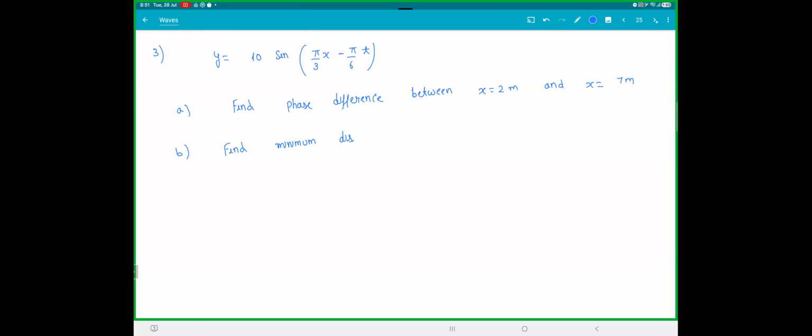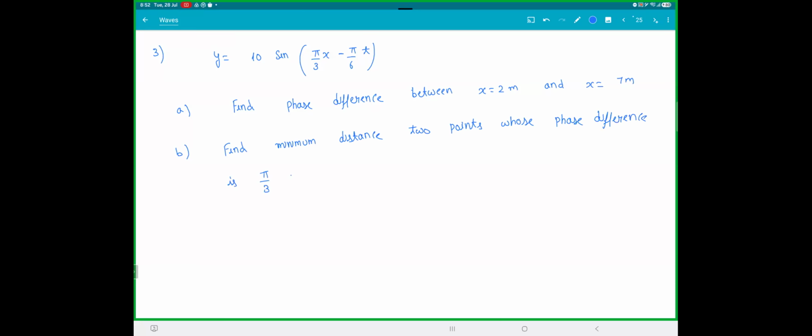Find the minimum distance between 2 points whose phase difference is pi by 3.